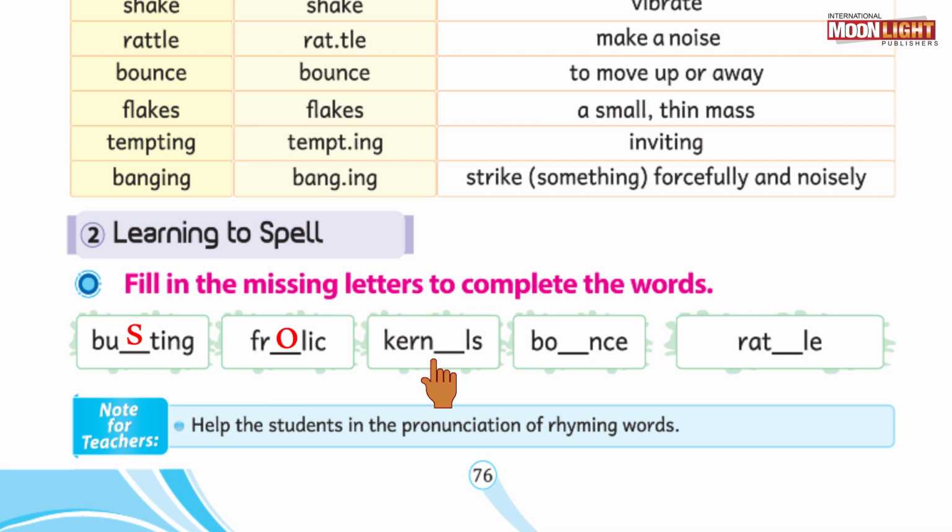Next word, kernels. Kernels. A, obviously. Next word, bounce. Bounce. O, U. The last word is rattle. Rattle. So R-A-T, rat, and then T-L-E, tle. I hope, students, you have learned how you can complete the missing letters in a word.